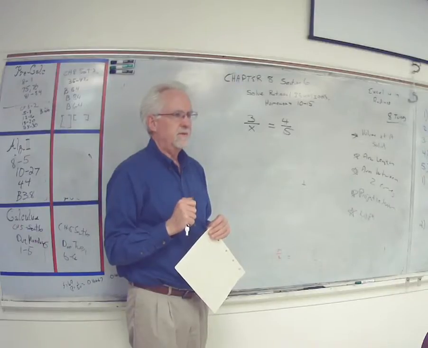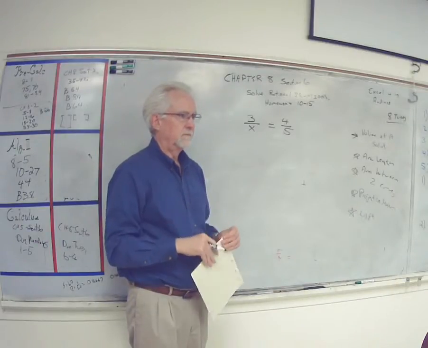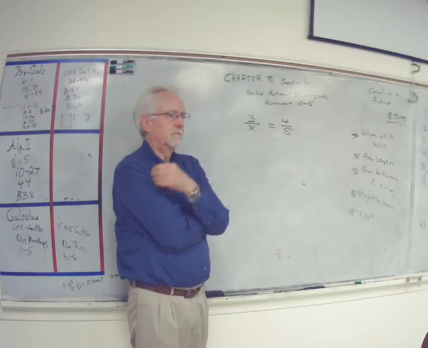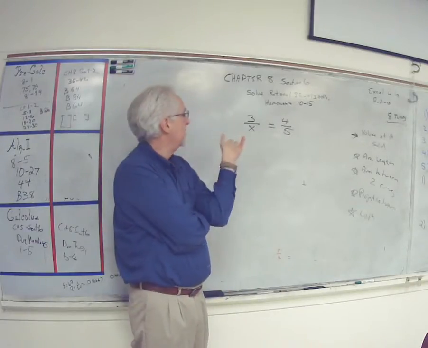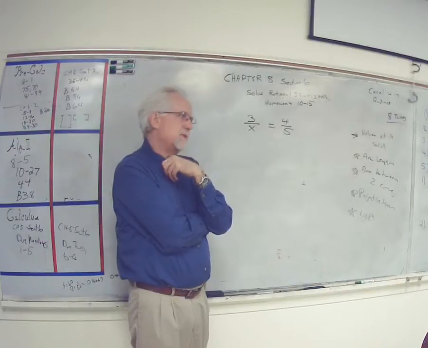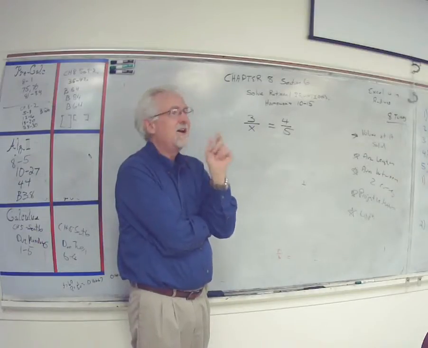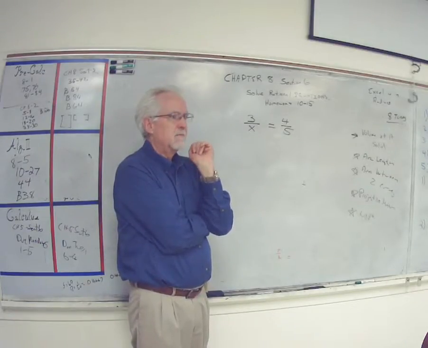Logan, what would you do? Okay, tell me what you don't like. Tell me what you wish was not the case. I wish that the x was not on the bottom. You wish the x was not in the what? Denominator. Denominator, thank you. Could multiply both sides by x.